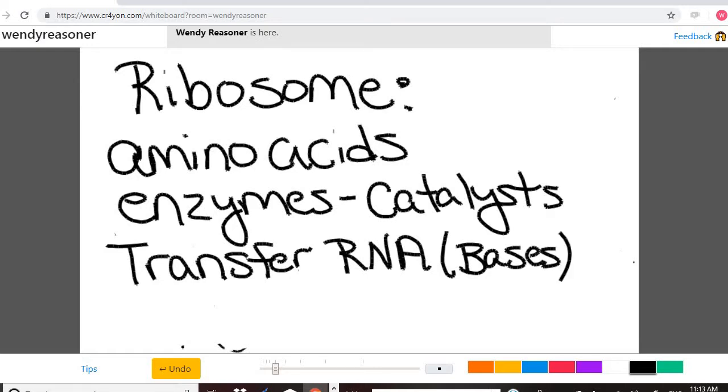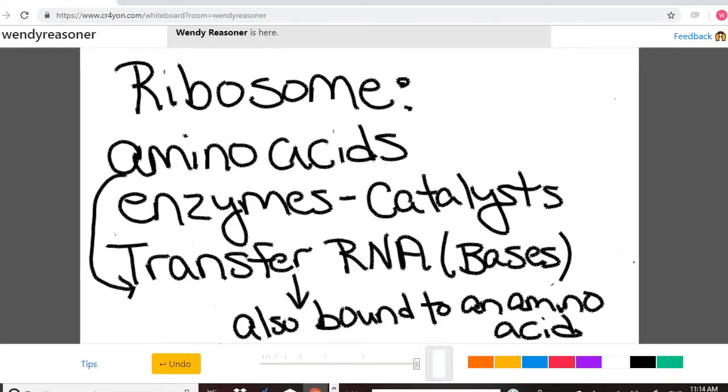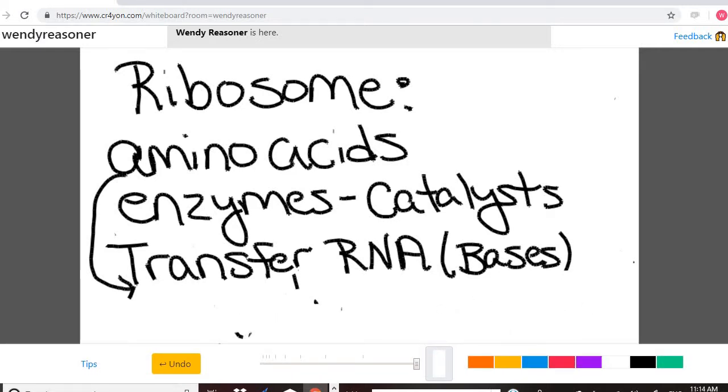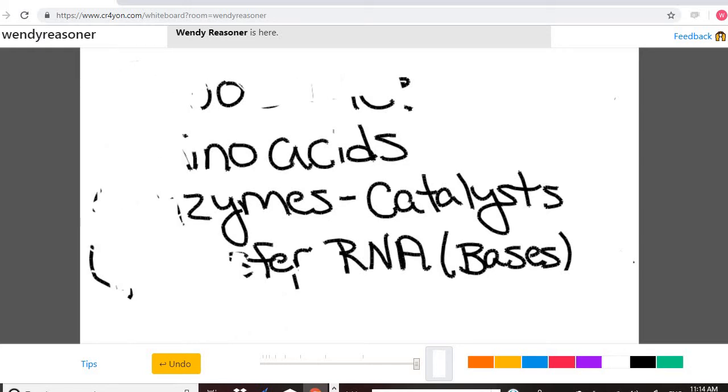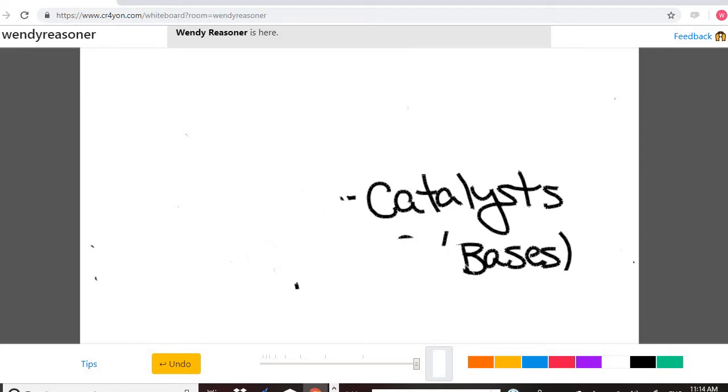But each transfer RNA is also bound to an amino acid. And this will make sense in just a moment when we look at a figure. So in the ribosome, you'll have these amino acids, and the amino acids are going to be bound to the transfer RNA, and then you're going to have enzymes that will help speed up the process so that protein synthesis can occur faster than it would under circumstances where those enzymes were not present.